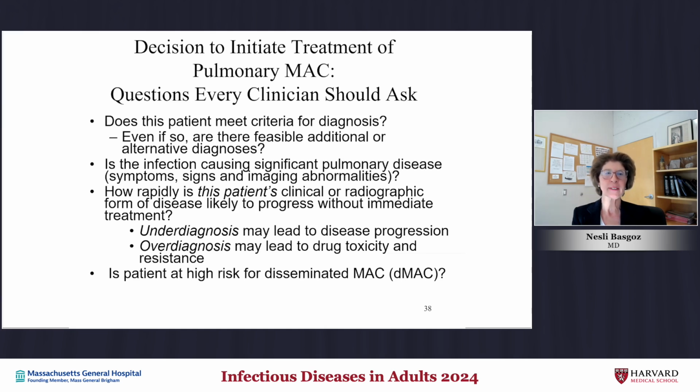for pulmonary MAC. Does this patient meet criteria for diagnosis? Even if so, are there feasible additional or alternative diagnoses? Is the infection causing significant pulmonary disease? How rapidly is this particular patient's form of disease likely to progress without immediate treatment? Underdiagnosis may lead to disease progression, but overdiagnosis may lead to drug toxicity and resistance. Is the patient at high risk for disseminated MAC?